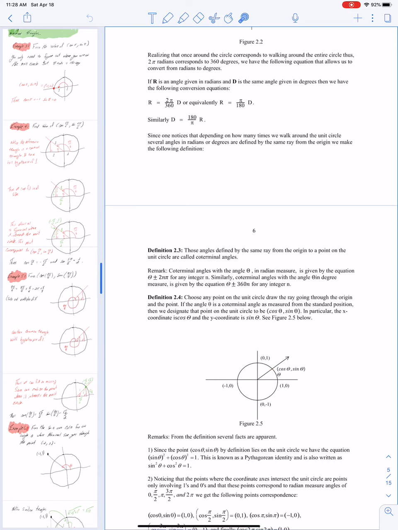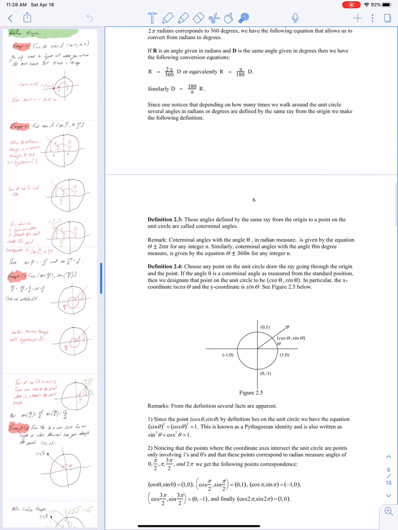And that spot is defined to be cosine theta, sine theta. So there's theta, then the coordinates are cosine theta, sine theta. And that's how one defines cosine and sine. Now, you'll notice that this point is on the unit circle.